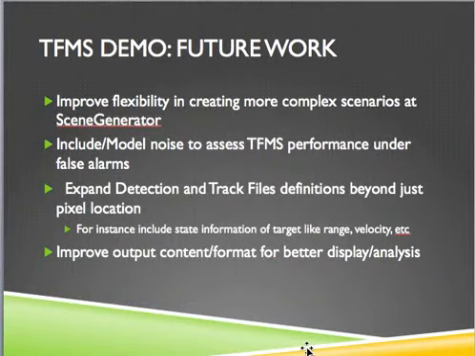There's some work to do on this tool. We would like to see more flexibility in creating more complex scenarios at the scene generator. We would like to model noise to assess track file management system performance under false alarm. We would like to expand the detection and track files definition beyond just pixel location. For example, we can include state like range and velocity so that we can make more complex decisions at the time of opening track files. And also we can improve the output content format for better display and analysis.